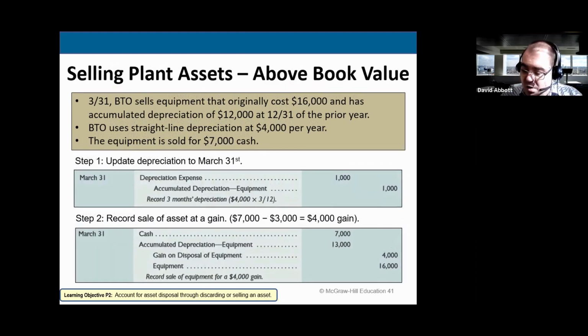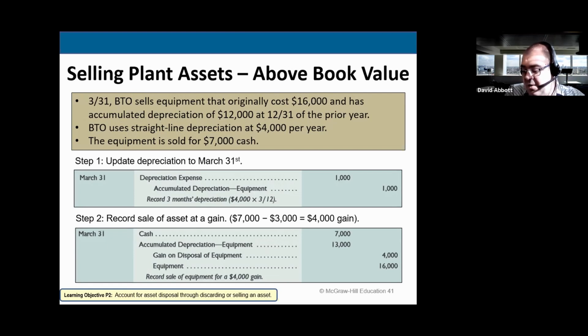Now, this is the same thing but above book value. As before, you must bring the depreciation up to date as of March 31st. The journal entry is to debit depreciation expense for $1,000 and credit accumulated depreciation, equipment, for the same amount.